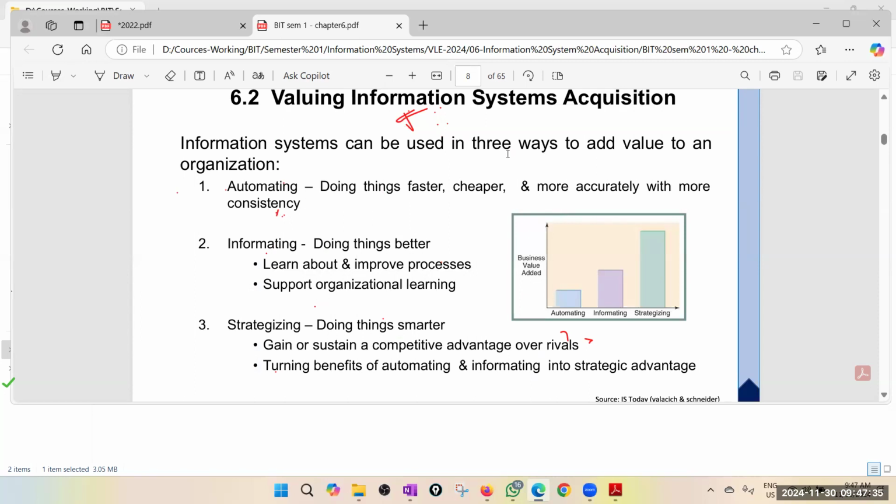Information system can be used in 3 ways to add value to the organization: automating, informating, strategizing. Okay, automating, doing things faster and cheaper; informating, doing things better; strategizing, doing things smarter.